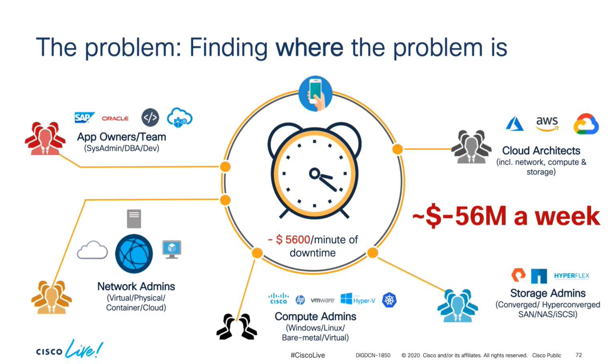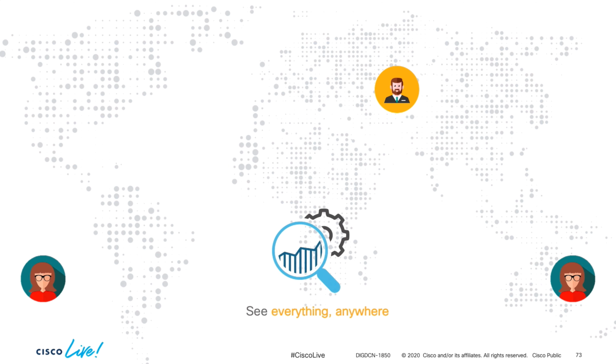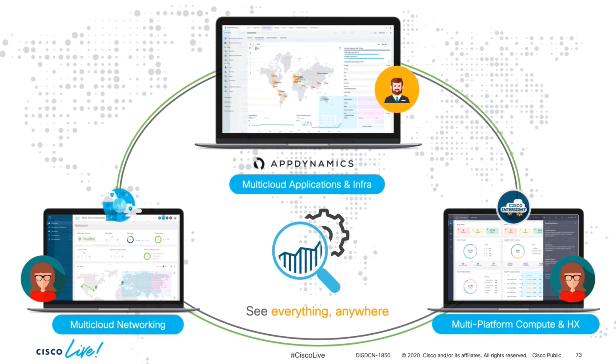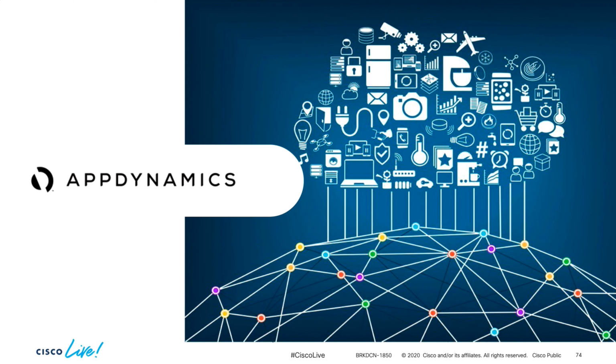This is where, at the applications and infrastructure level, we want to make sure that you minimize downtime by seeing everything everywhere. By centralizing dashboards and even integrating them with one another, we can now have multi-cloud visibility in 3 levels: application, compute and storage, and networking. Let's start at the application level by introducing AppDynamics.